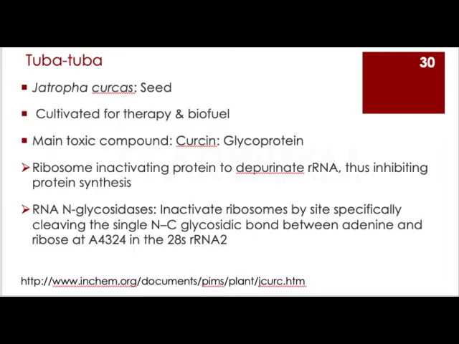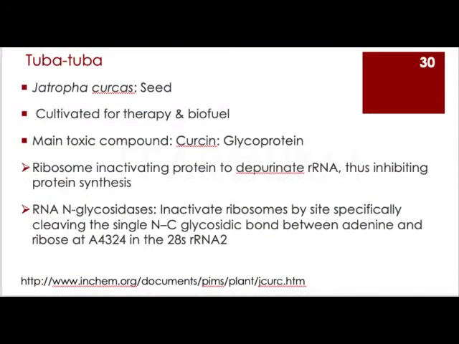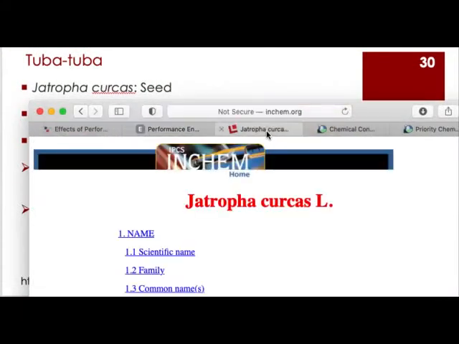Let me have a look. Oops. There. No. Oops, I have to do it this way. Okay, so it's over here. Sorry, it was hidden just now.